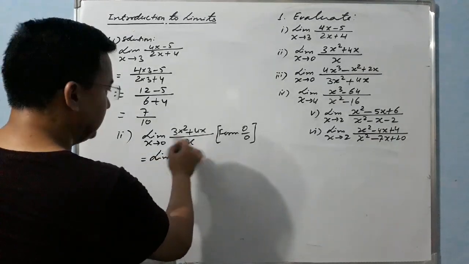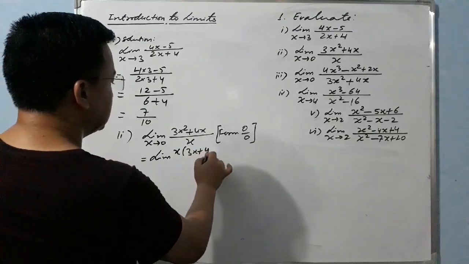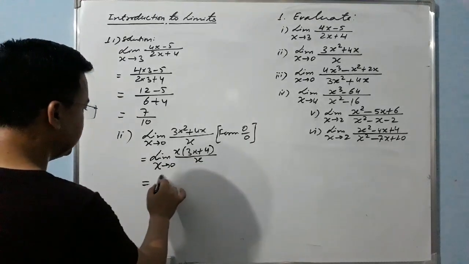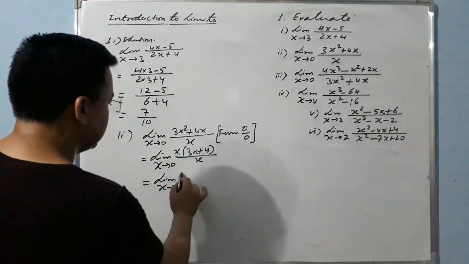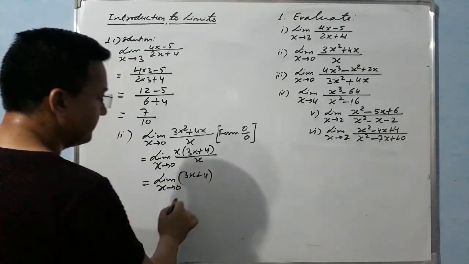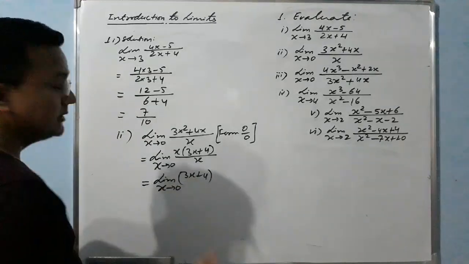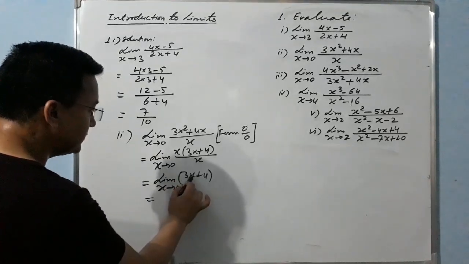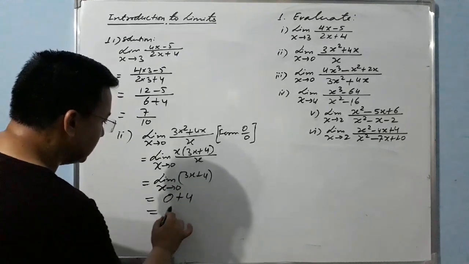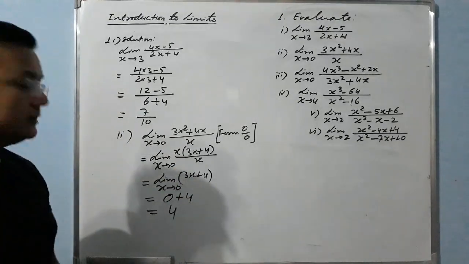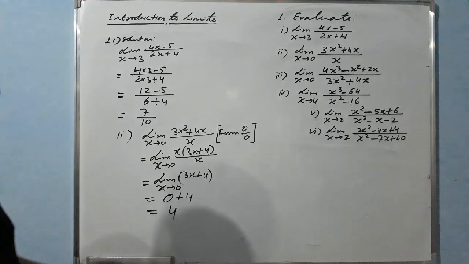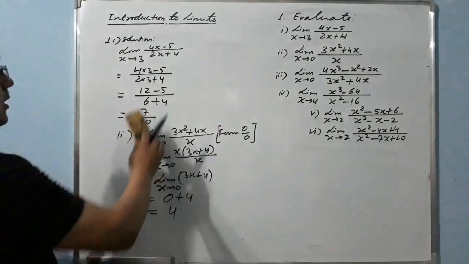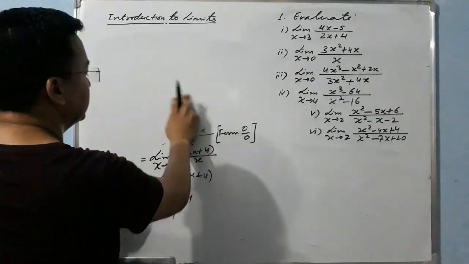Let's simplify. Take x common: x times 3x plus 4 upon x, and as x tends to 0, x is going to be cancelled out. As x tends to 0, you will write down 3x plus 4, right? Now this is not an indeterminate form. 3x tends to 0 when x tends to 0, so 3x tends to 0 plus 4, and finally 4 is the limit of the function. So I think it is clear, and you have no problem finding the limit of a function.